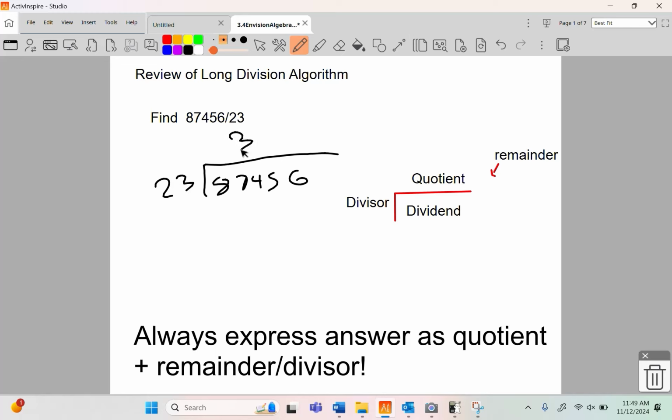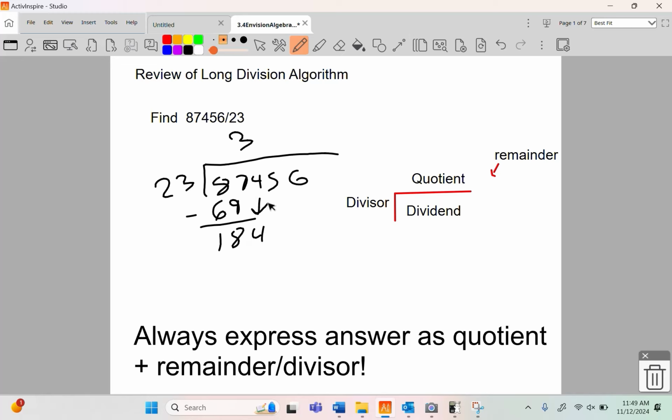What do you do with 3 and 23? Multiply. What do you get? 69. After you figure out that 69, what do you do with it? Subtract. What do you get? 18. Next move. Drop forward.